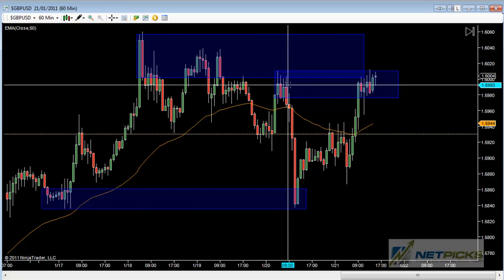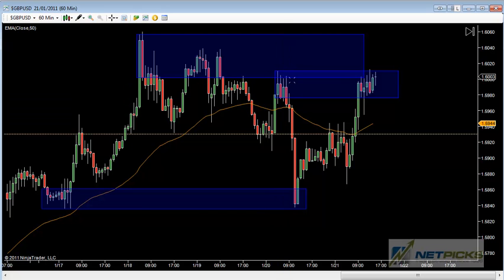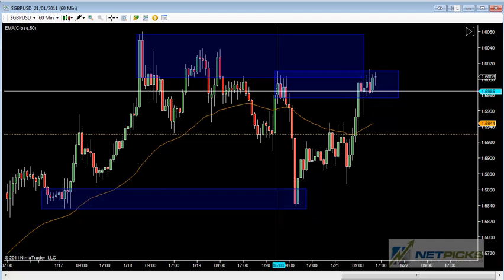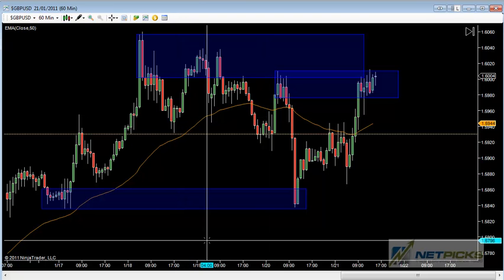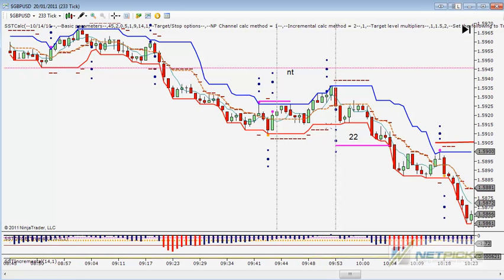Even though you get these long setups right in these little wick areas, for me it's a no-brainer what you're going to do on those. If you can adjust around those, great. But you can see right here, it's kind of a messy chart, right? It's messy. Anyways, let's see what happens here.